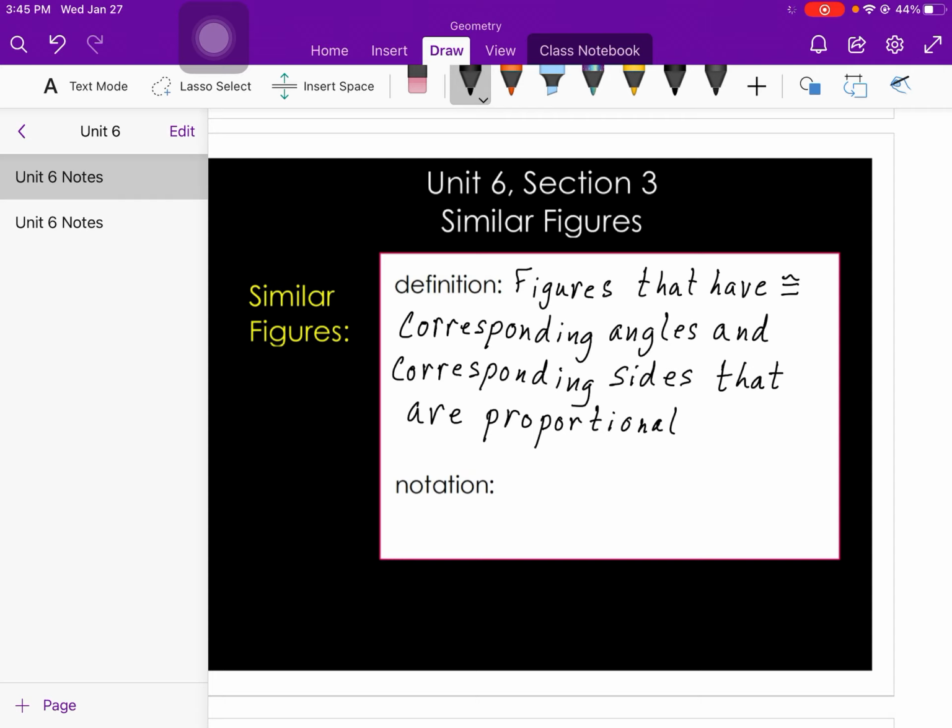The notation for this, let's say we had two triangles, call them A, B, C. They are similar. Notice how, with the congruent sign, we use the little squiggle with the equal sign. Now it's just the little squiggle. Let's say we have a different triangle, D, E, F. That's the notation for this.